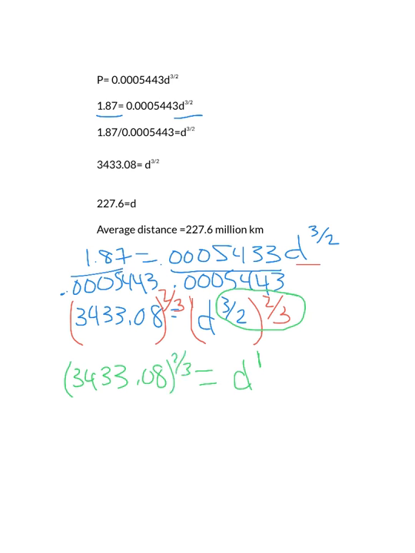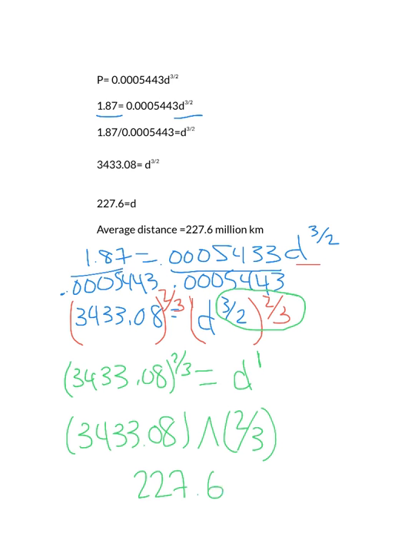So again, you type that into your calculator. You type in 3433.08 and then your exponent button, parentheses, 2 over 3, and it should give you an answer of 227.6 is your distance. So on average, Mars is 227 million kilometers away from the sun.